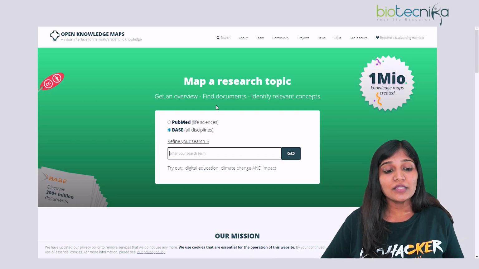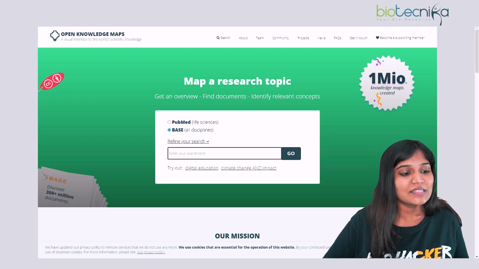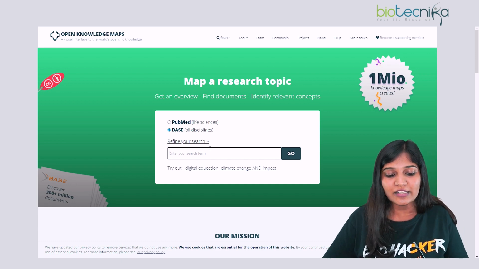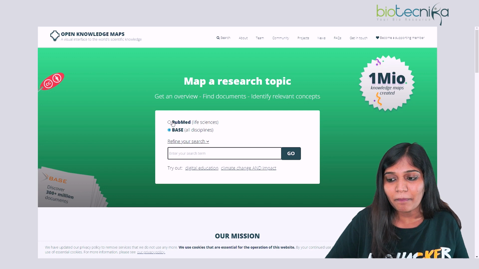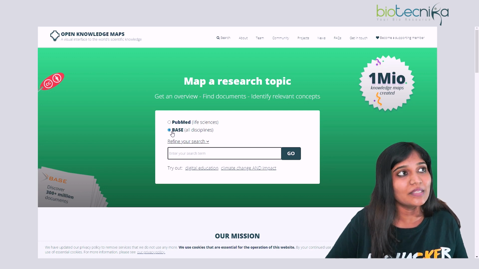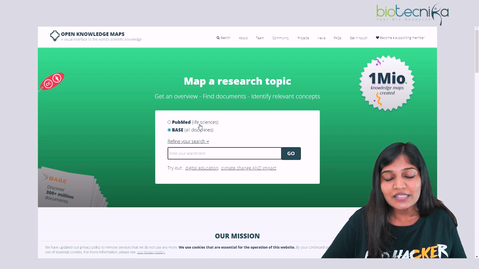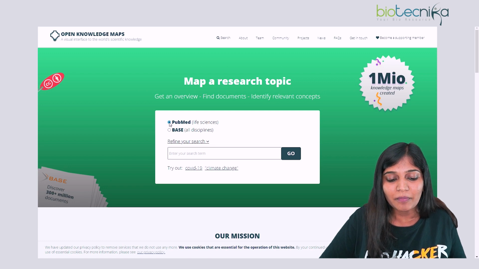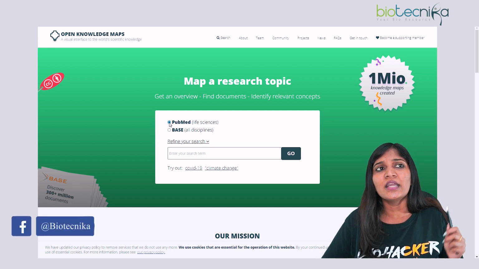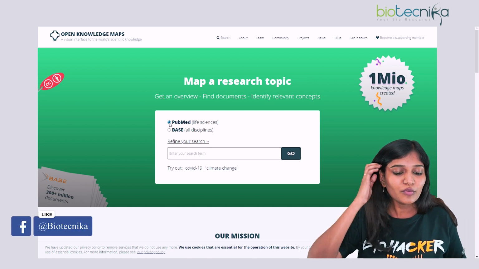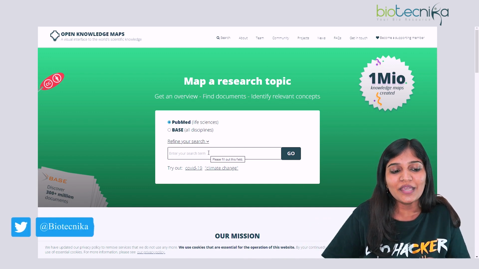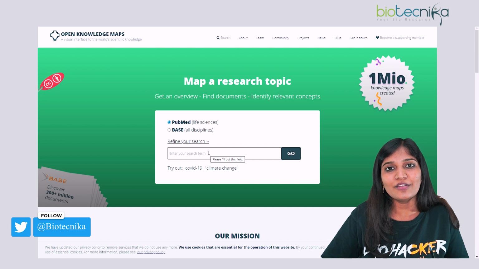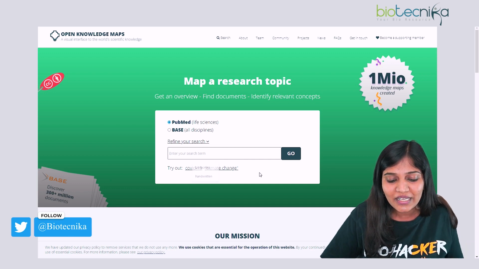So this is going to be Open Knowledge Maps. Yes, this is the website. You can go and find here two things: one is PubMed, and another one is BASE. Since we are life science students, I'm going to check it in PubMed. You can go to Google Scholar and look for a paper, or go to PubMed and look for a paper, but this is a version which makes all the things linked together. So I'm going to put only COVID-19 here.